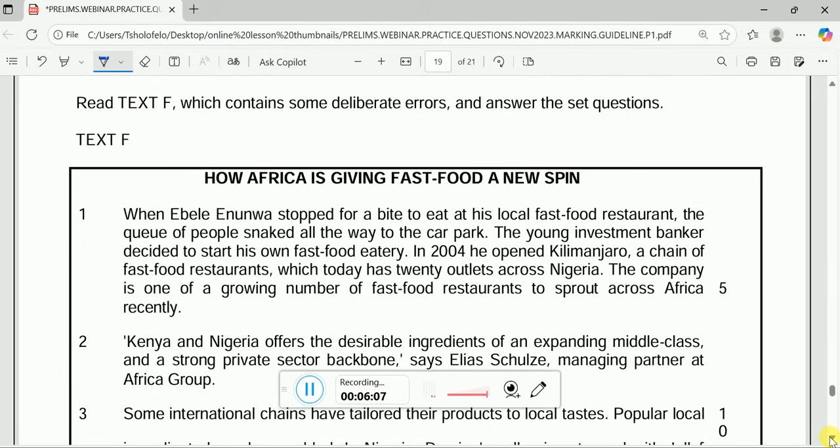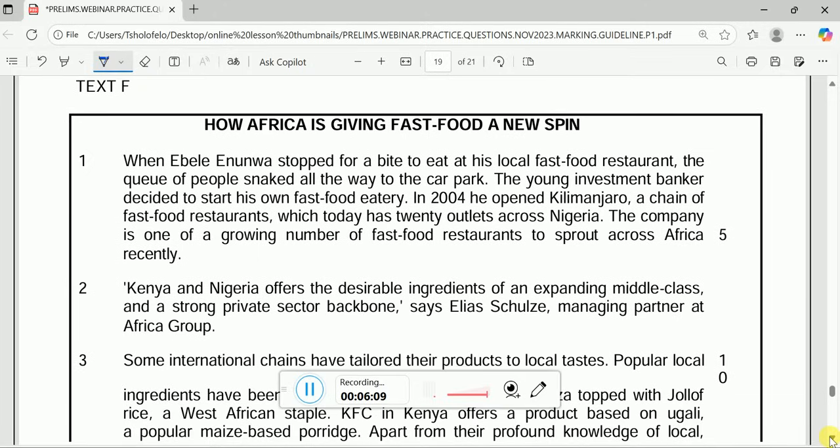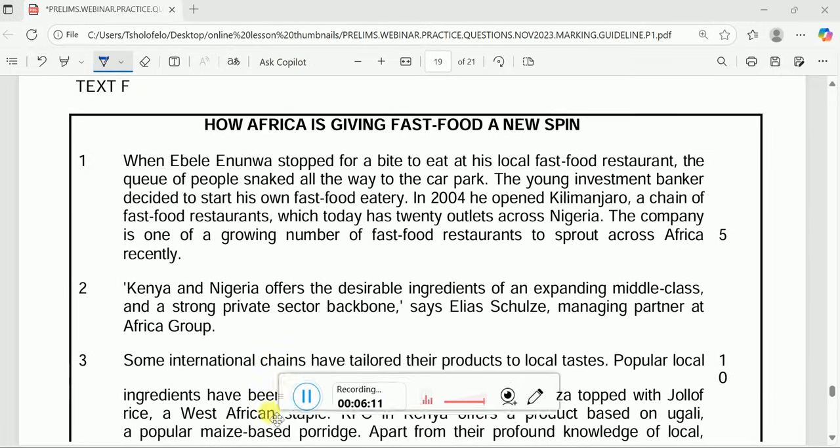Says how Africa is giving fast food a new spin. So the title says how Africa is giving fast food a new spin.